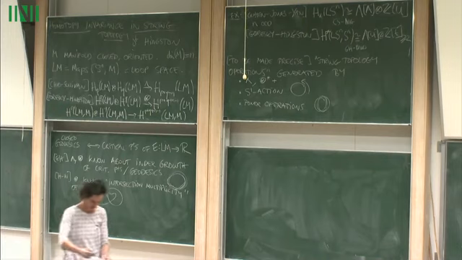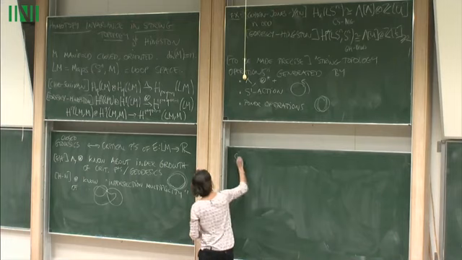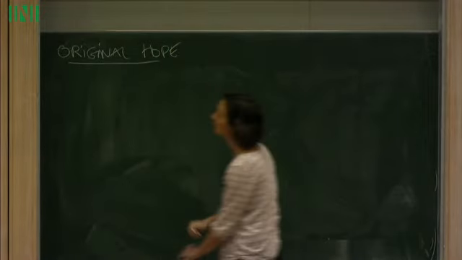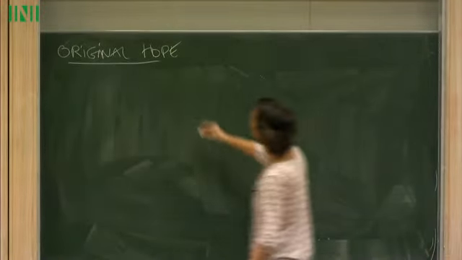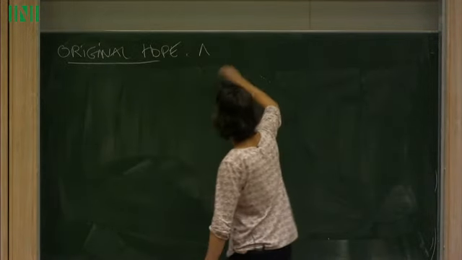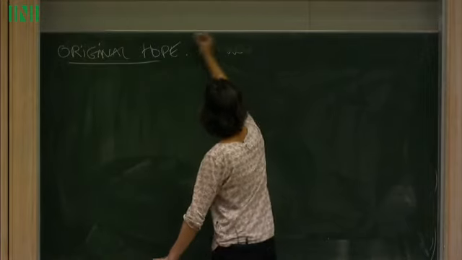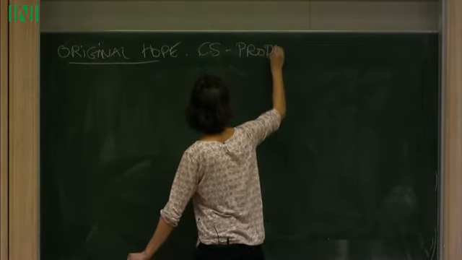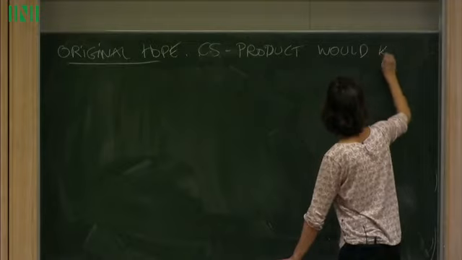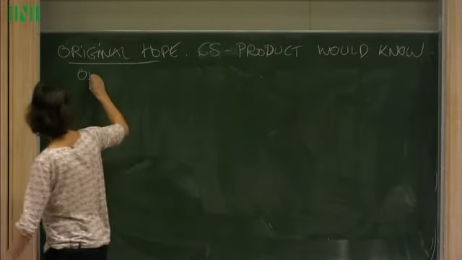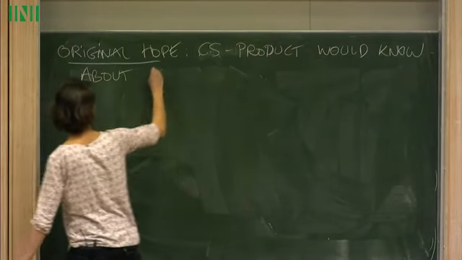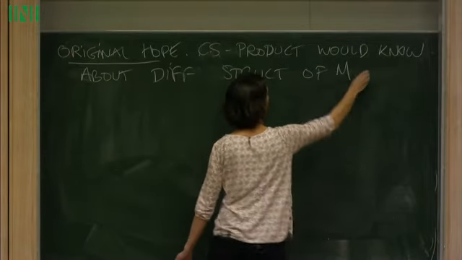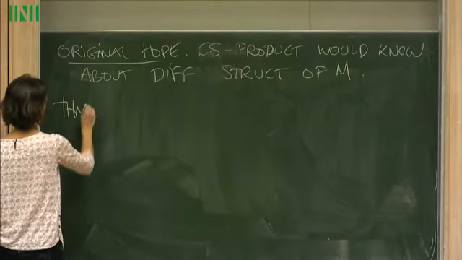Good. So, now the original hope of at least Dennis Sullivan was that this product, this Chas-Sullivan product, would know something about the differential structure, the smooth structure of the manifolds. But this is not the case.